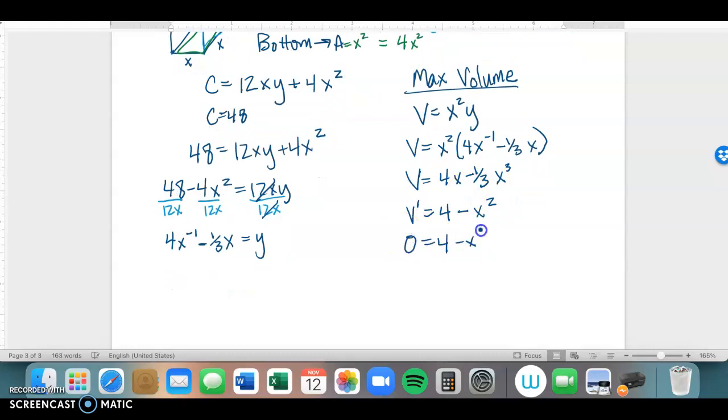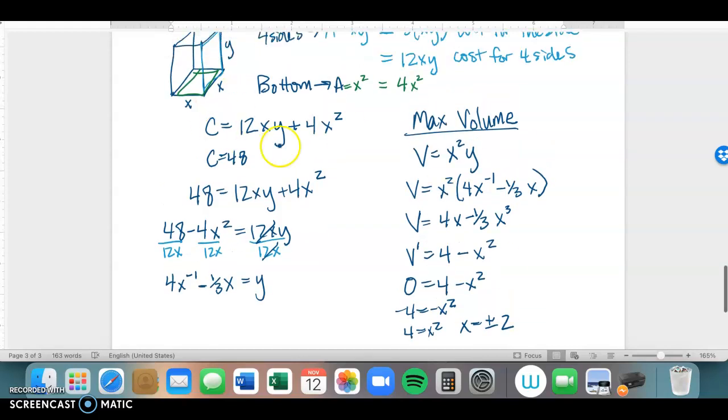4 minus x squared equals 0, so negative 4 equals negative x squared, 4 equals x squared, and x equals plus or minus 2. I always write down plus or minus 2. Anytime you're taking the square root, you need plus or minus. However, based on what x represents in this picture, which is the length of a side, we can only use x equals 2.